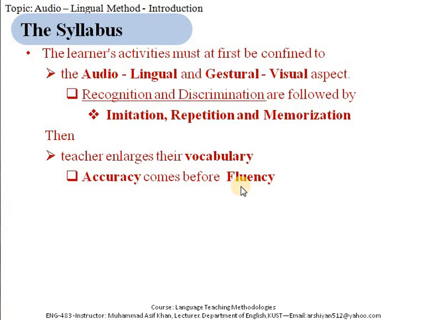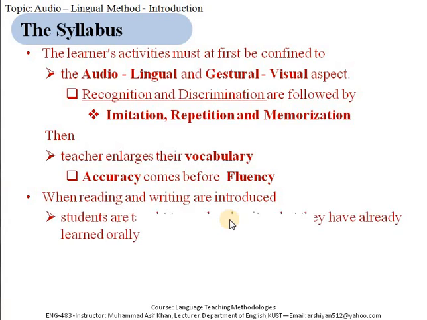So vocabulary comes after recognition and discrimination of the sounds, arrangements and forms, and in the same way we see that accuracy comes before fluency in the speaking skill. After that, in the syllabus, when reading and writing are introduced, students are taught to read and write what they have already learned to say orally.